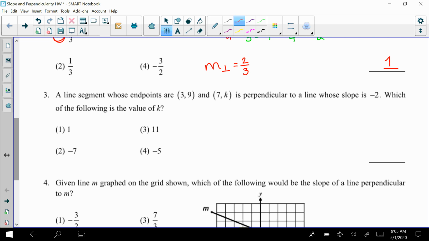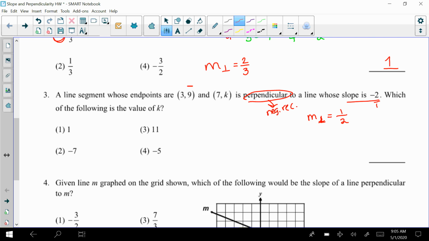Okay, number 3, there's honestly a lot of different ways to do this one. If you had graph paper, you could plot it and probably easily figure it out. I'm going to do it algebraically for this key. We want it to be perpendicular, so I want the negative reciprocal of -2. Hopefully you can get this on your own. We want our slope to be +1/2. So that's what our perpendicular slope is going to be, +1/2.